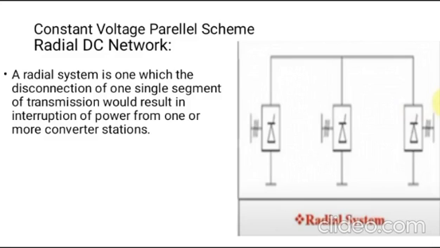Here the radial DC network. A radial DC system is one in which disconnection of a single segment of transmission would result in interruption of power to one or more converter stations. Here we can see that if in the worst case any damage occurs here and the power is disconnected, these stations will also be affected due to this disconnection. This type of system is called a radial DC network.